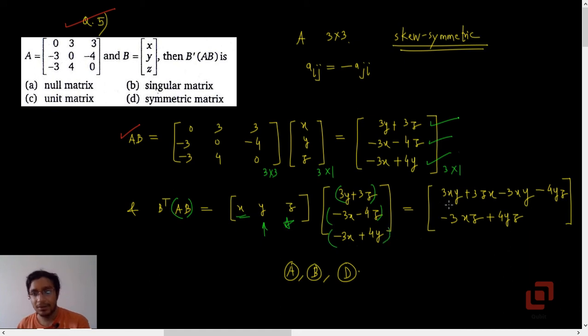So it will be 3xy, which will cancel this minus 3xy, 3zx minus 3zx, minus 4yz plus 4yz. So you will get a null matrix of order 1 by 1. Now there are multiple options correct here, because it is a null matrix, so definitely option A.